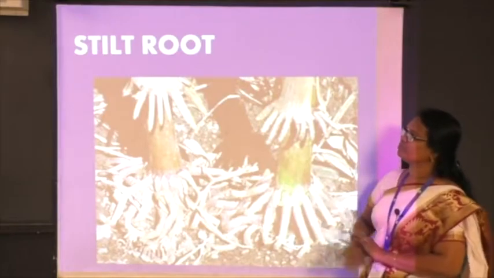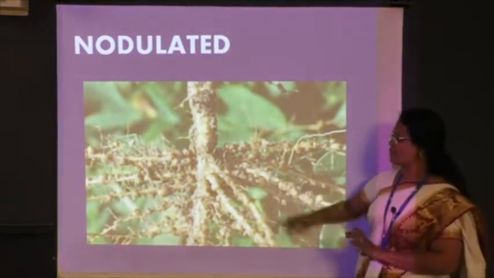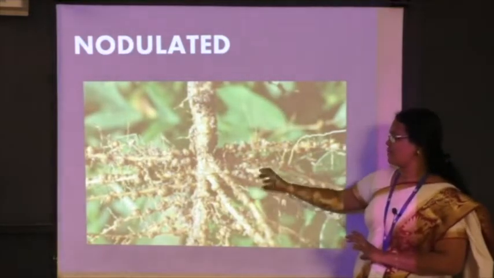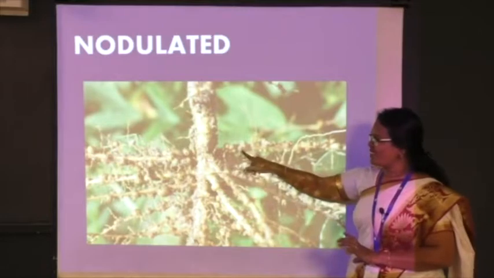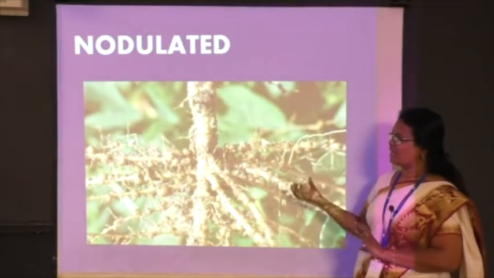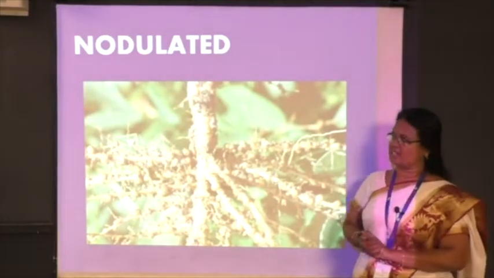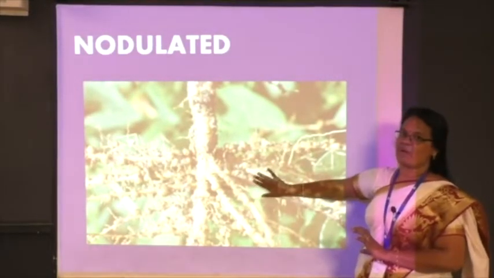Next, the nodulated root. In a nodulated root, the root possesses some nodule-like, knob-like structures. Inside these knobs, some soil-living bacteria are present. These bacteria support the plant in fixing nitrogen. So this is called a nodulated root. An example for this is the Fabaceae family.